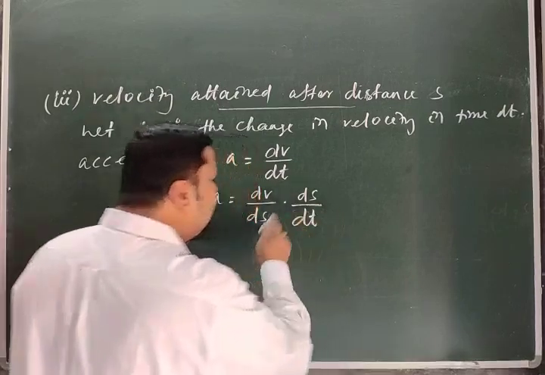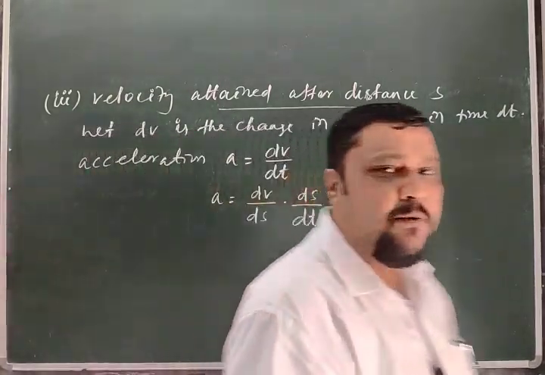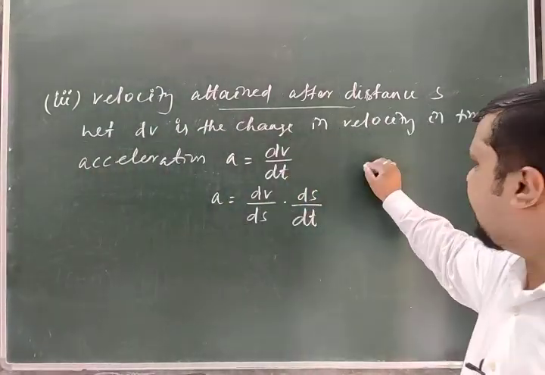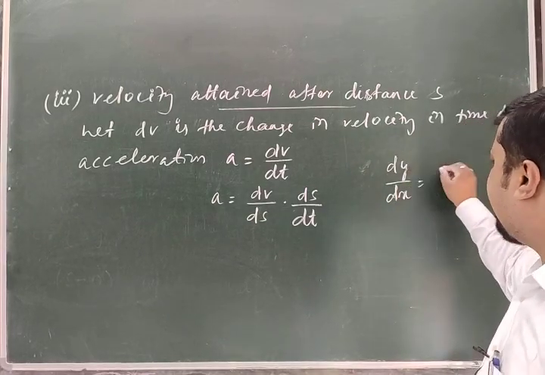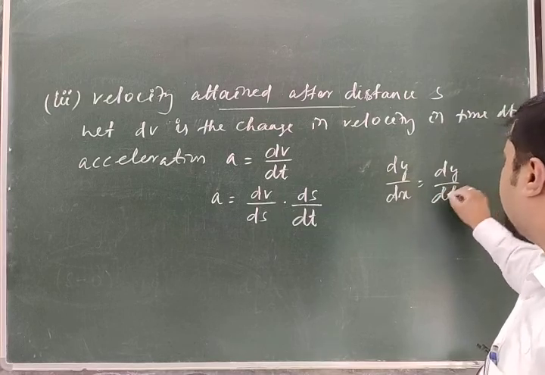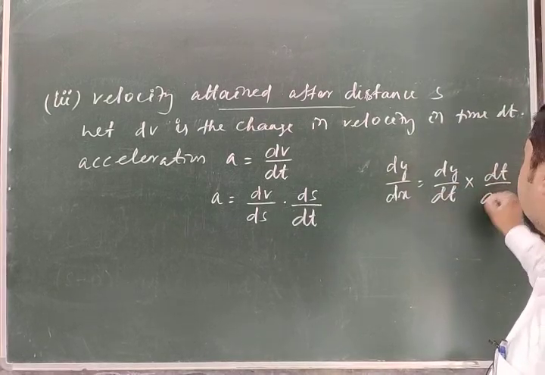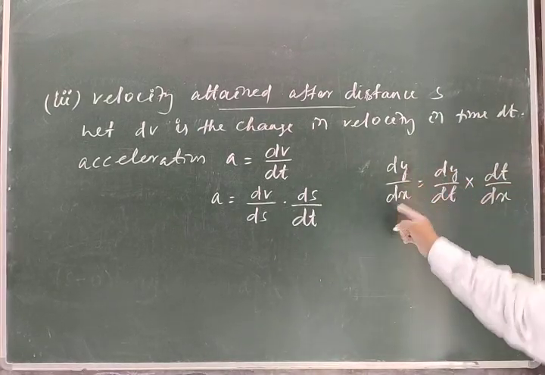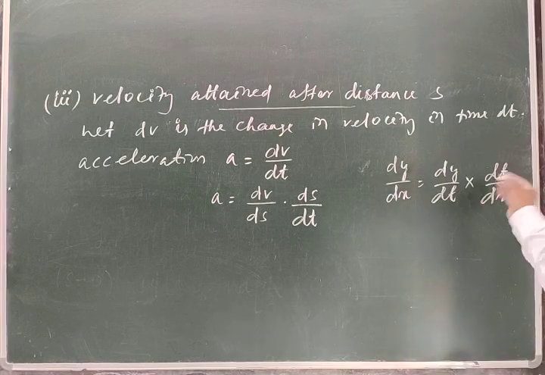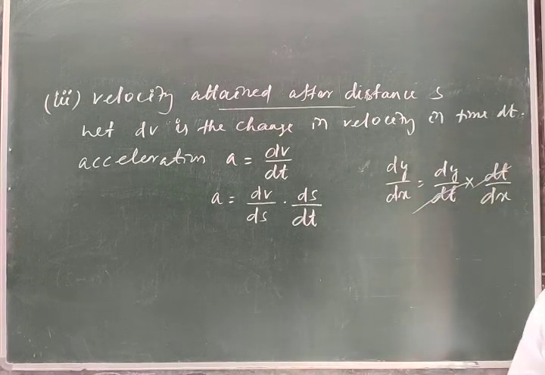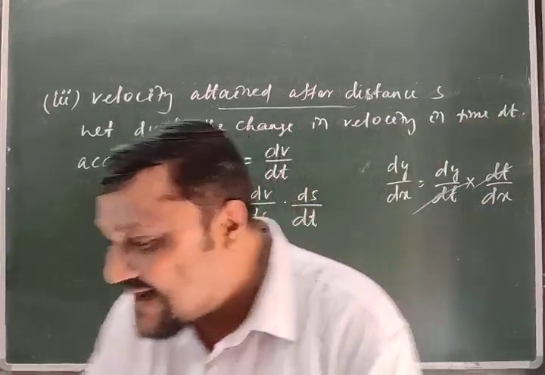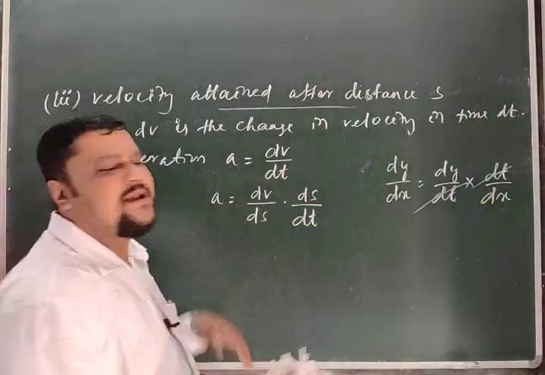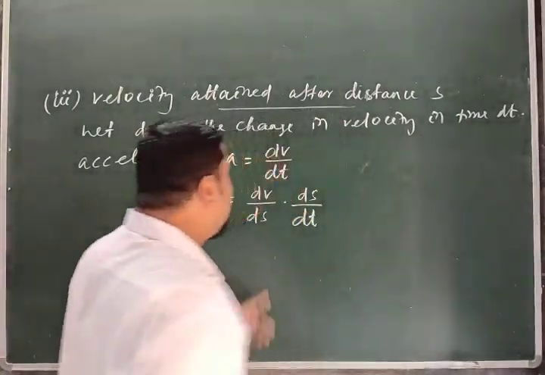Can we write it so that ds gets cancelled? Here dy by dx can be written as dy by dt into dt by dx. You know that formula, if y and x are functions of t. So dt gets cancelled and obviously this is dy by dx. I am doing it like that because the distance factor is associated. That's why I am doing all these things.